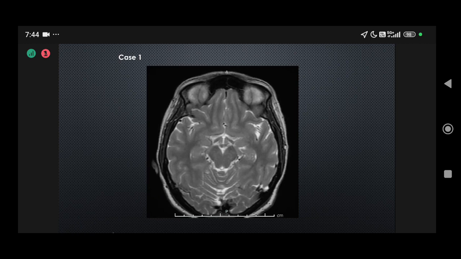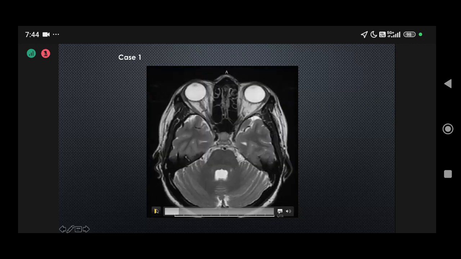Now coming to case number 1, this is the axial T2 weighted MRI, and we are going cranial to caudal. Please see carefully. Whenever you are evaluating a lesion in the head and neck, please see the lesion first, and then most importantly try to find out the epicenter, whether it is above the hyoid or below the hyoid. Then next, please compare on the contralateral side what is happening on the normal side.